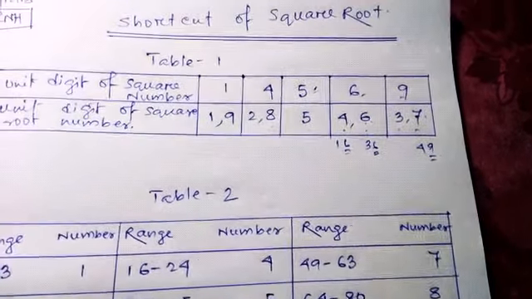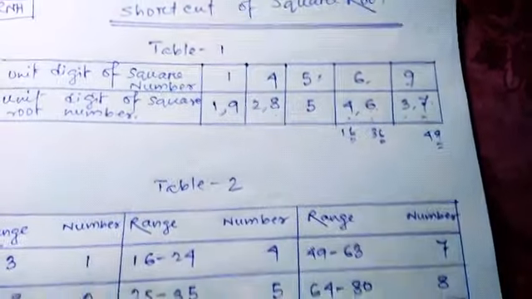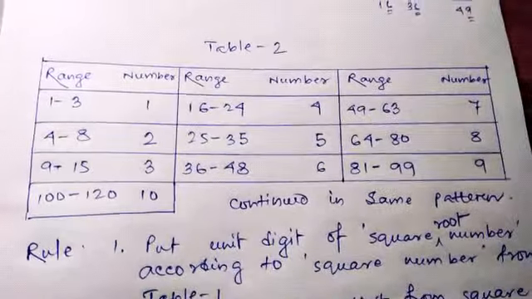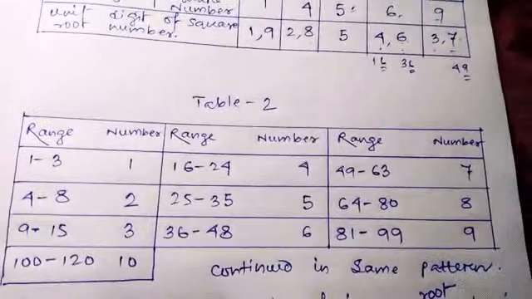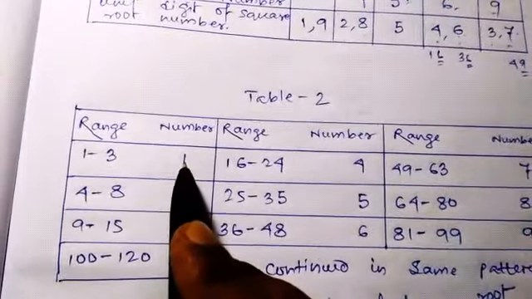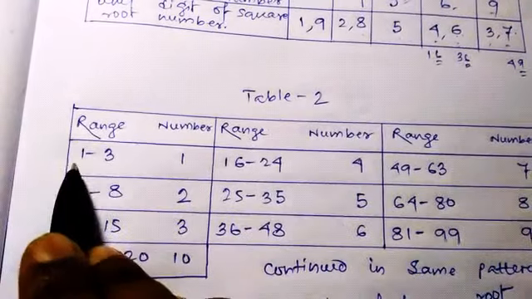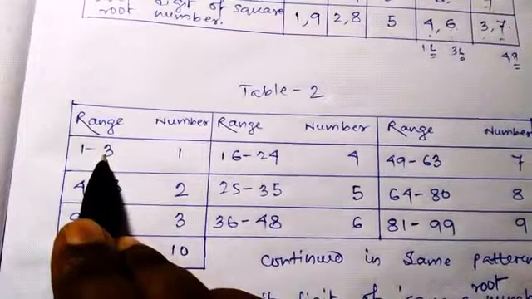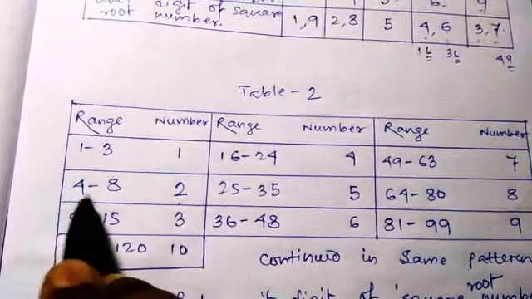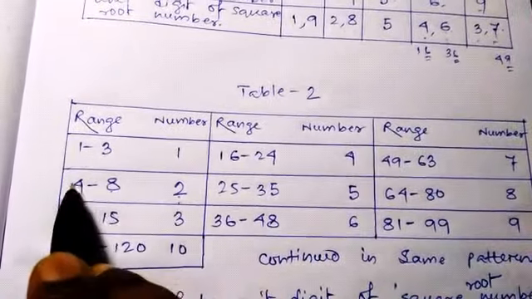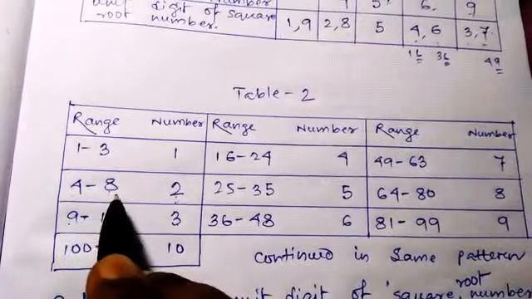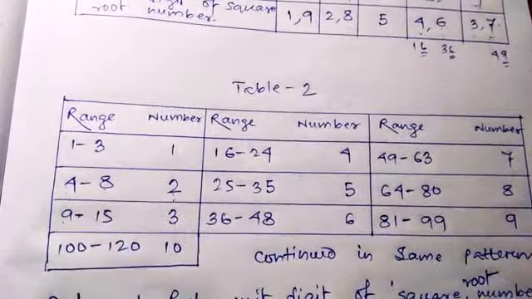Okay, this one is table 1. Now look at table 2. In this table 2, there are some ranges and numbers. For number 1, the range will be from 1 to 3. For number 2, the range will be from 4 to 8, because 2 square is 4 and 3 square is 9. So the range will be 4 to 8.